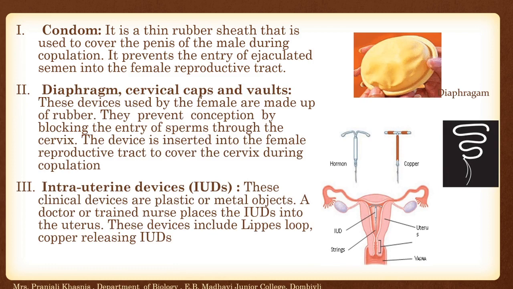These IUDs are clinical devices, plastic or metal objects, which a doctor or trained nurse places into the uterus, and these devices include lippes loops and copper-releasing IUDs. Diaphragm, this device is used by the female, again made up of rubber. They prevent conception by blocking the entry of sperms through the cervix. This device is inserted into the female reproductive tract to cover the cervix during copulation.